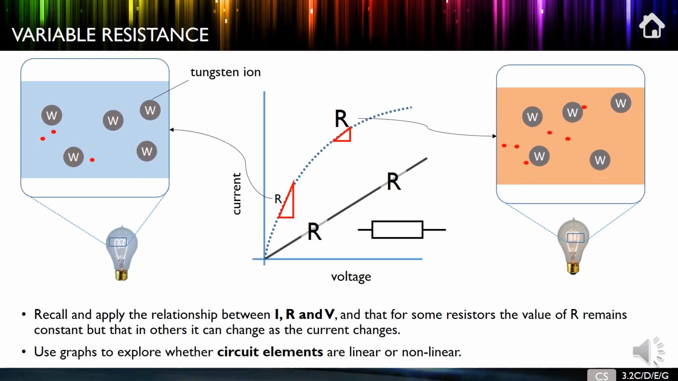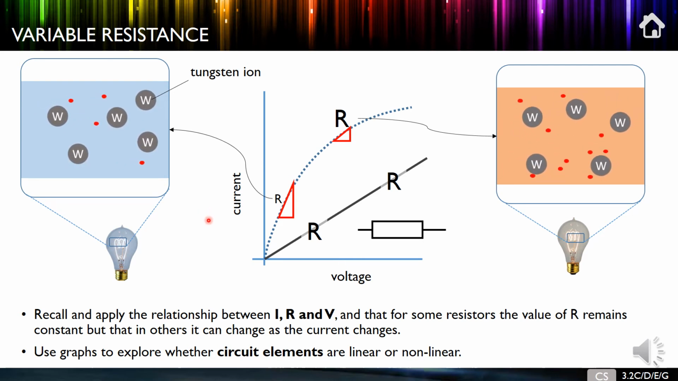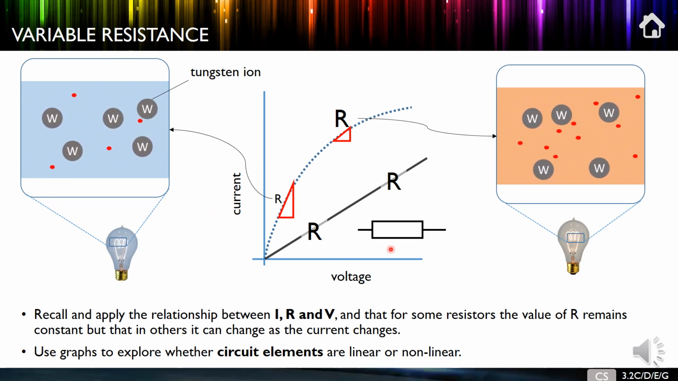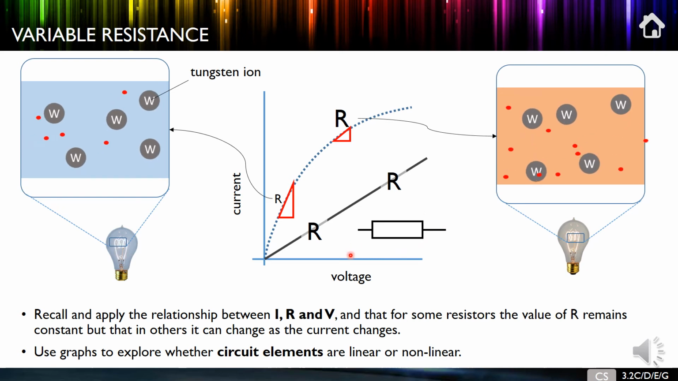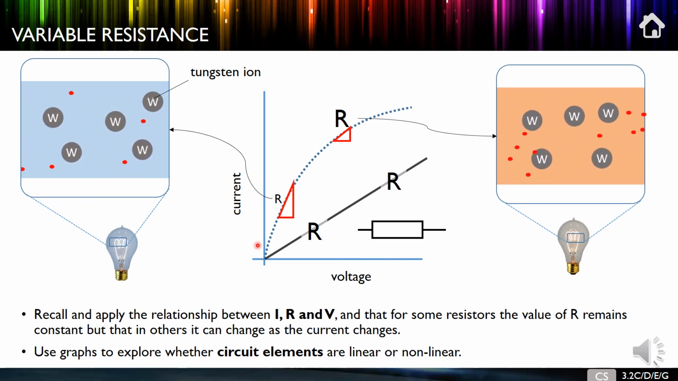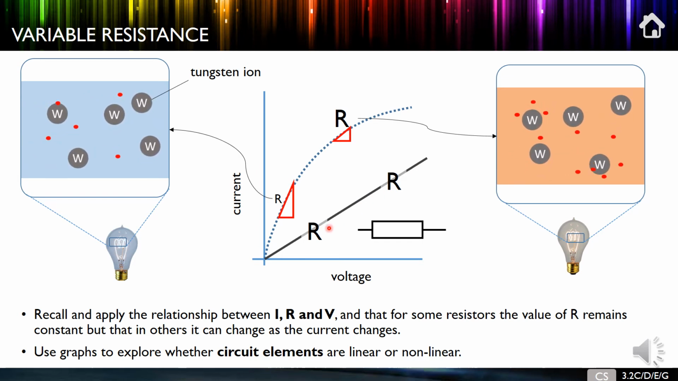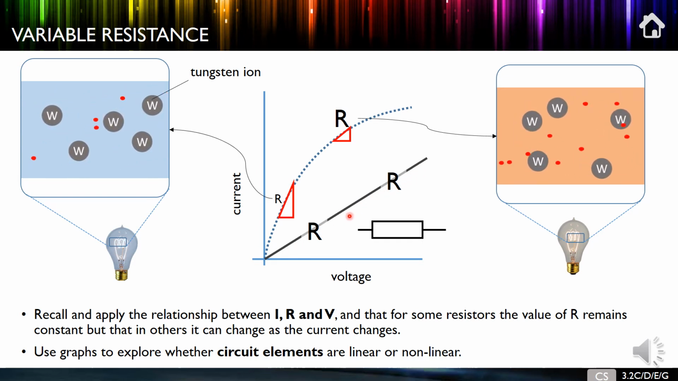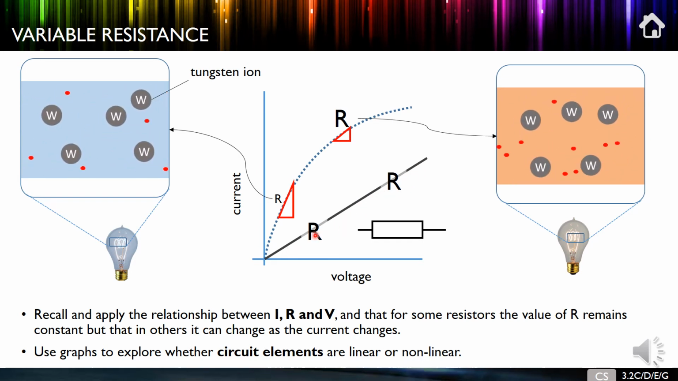So let's have a look here at what happens when we change the voltage. For a normal resistor, we can increase the voltage and the current will increase, but at a set rate. We get a linear relationship, or a directly proportional relationship. R doesn't change, the resistance is constant.